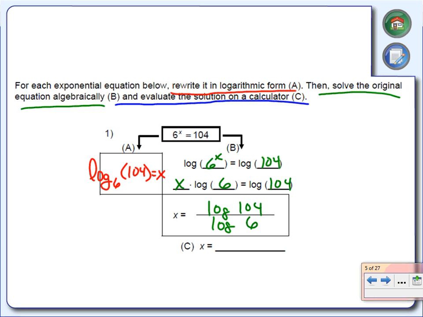And at this point, all I need to do is put that in the calculator and see what we get. So what is the log of 104 divided by log of 6? 2.592, and you fill in the rest. It's that real long decimal. So this would be our solution to this equation. And that's what the exponent needs to be in order to get the answer of 104.